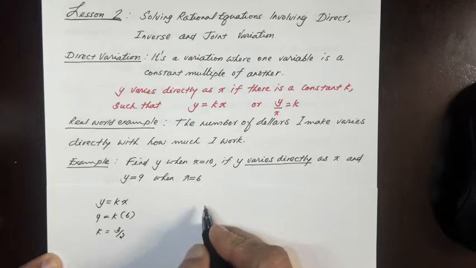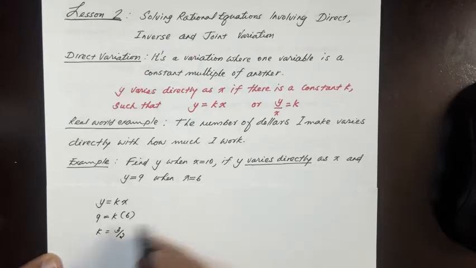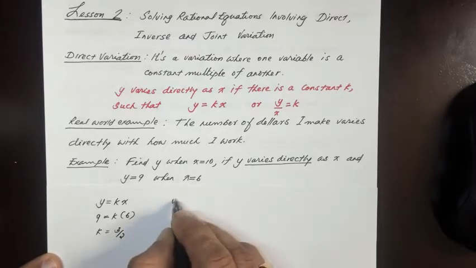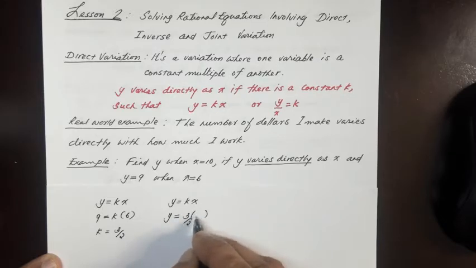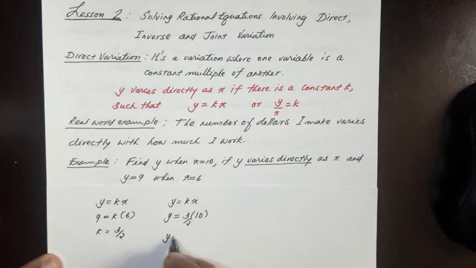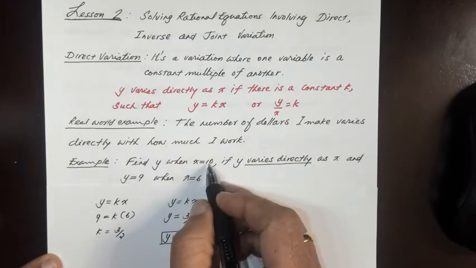3 over 2. We can use the value of k back in here, so y is equal to kx, and we need to find y when x is equal to 10. We already know k is equal to 3 over 2 and x is 10. So 2 goes in 10, 5 times. 5 times 3, 15. So y is equal to 15 when x is equal to 10.